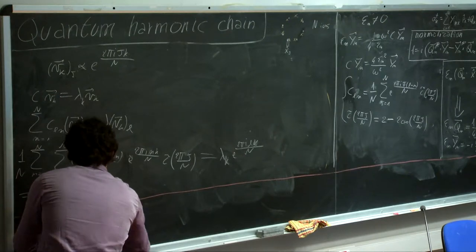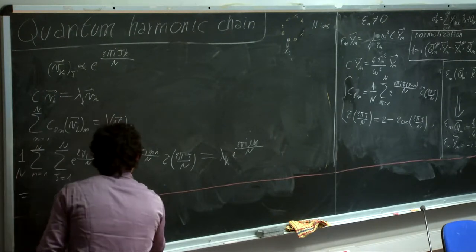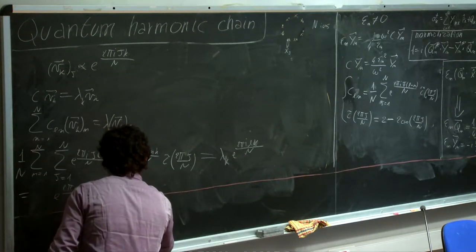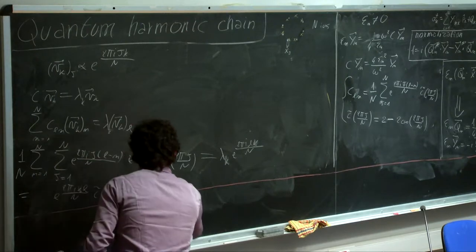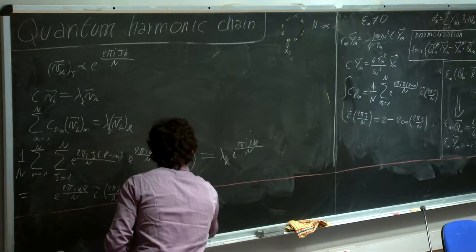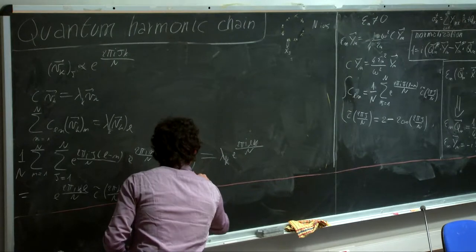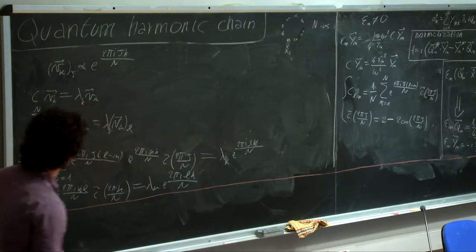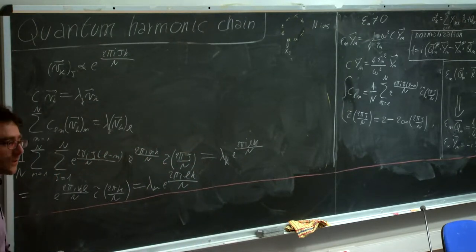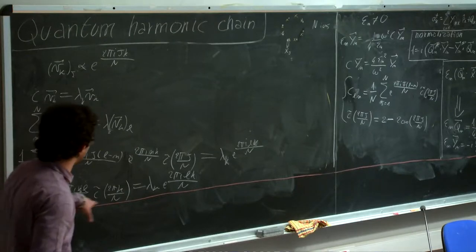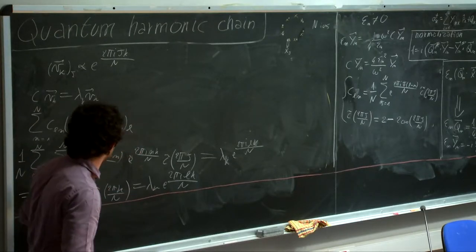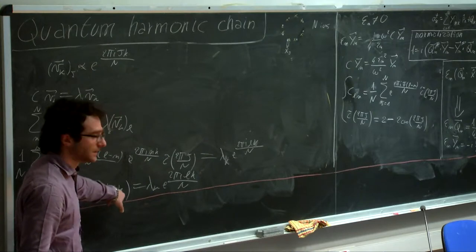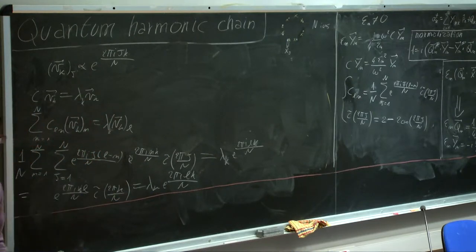So here there is a k. C tilde of 2 pi k over capital N should be equal to lambda_k e to the 2 pi i L k over capital N. We guessed well, you see? Because now we have that indeed these two terms are consistent with C tilde of 2 pi k over capital N equal to lambda_k.